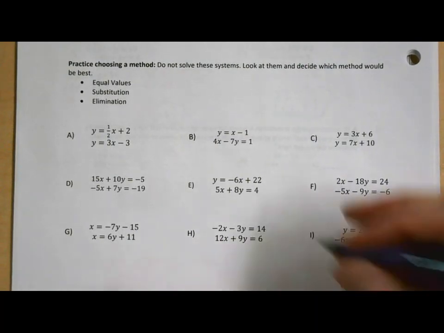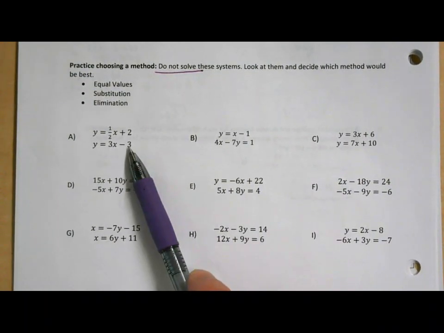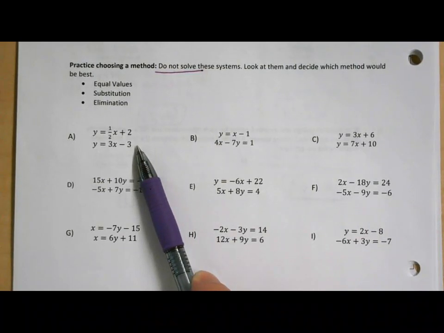These instructions say do not solve. All I want you to do is look them over, and if you were going to solve them, which of these 3 methods would you use? For example, in this first one, would you use equal values, substitution, or elimination? Which of those 3 would you use?